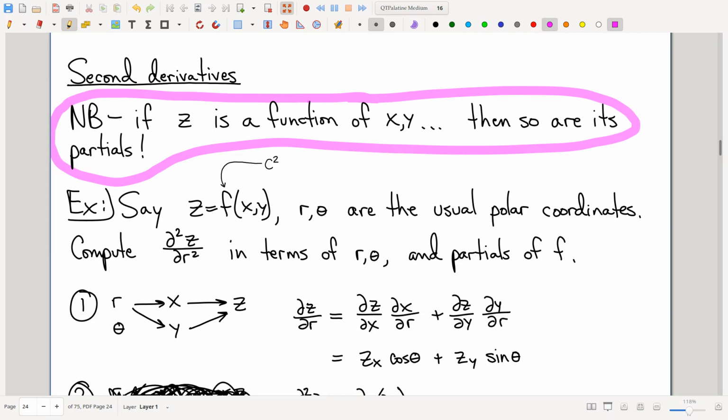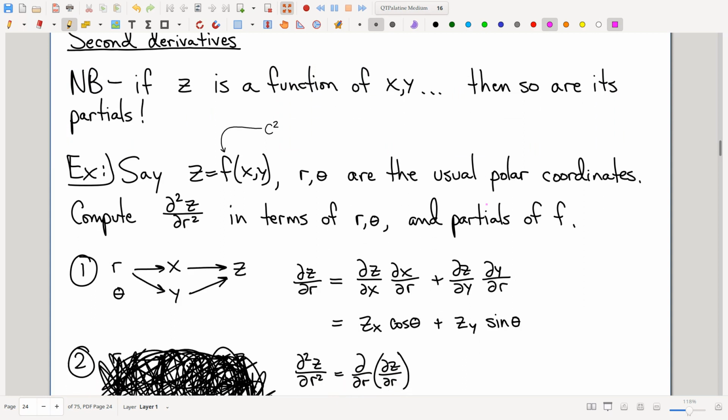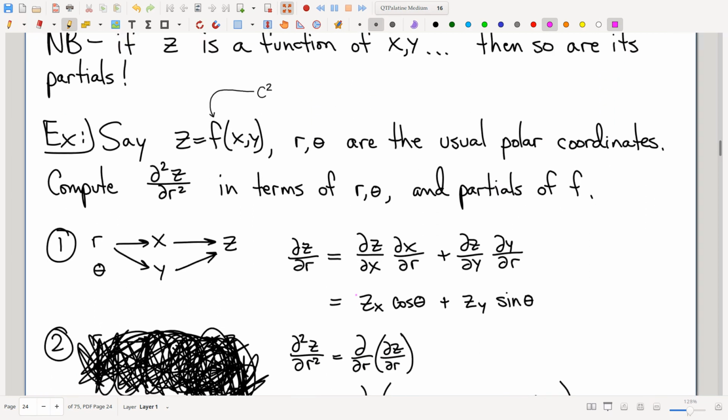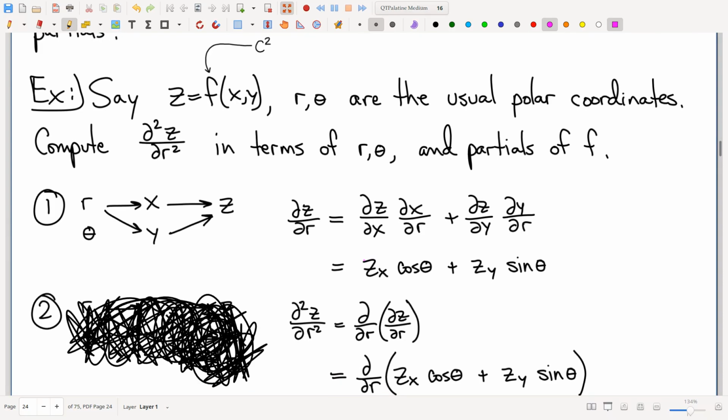If you have some function of x and y, you take the partials, the result is another function of x and y, right? So not a deep observation, but this is going to be key in just a moment. Okay, so that said, let's just dive on in. And here's the premise. Z is a function of x and y. And then we have r and theta are polar coordinates.